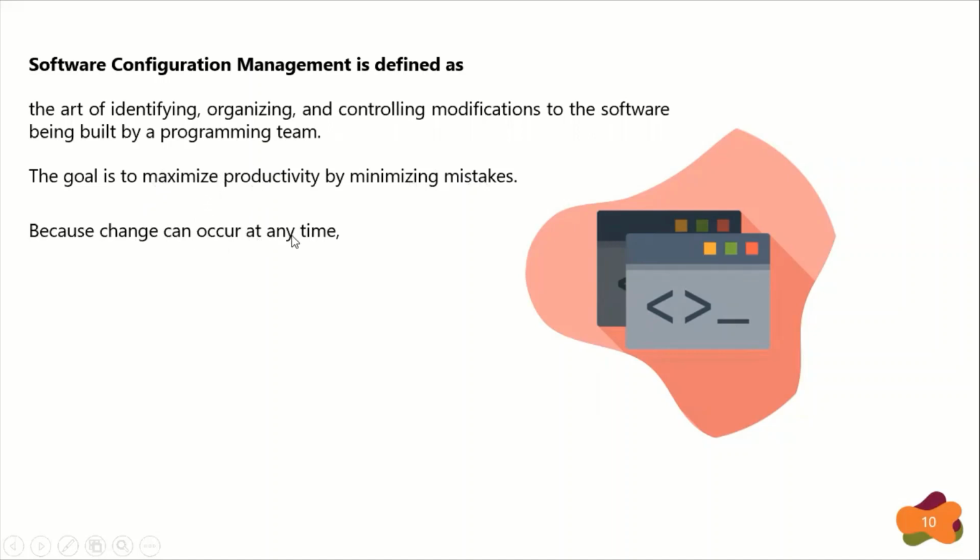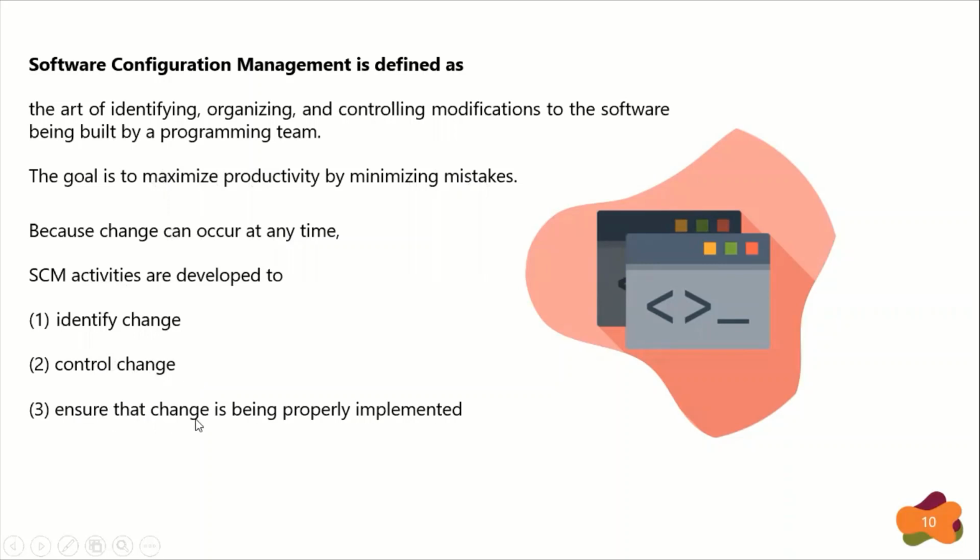Because change can occur anytime, in the beginning, during, or at the end of the software development process. But what if change happens? Then SCM activities are developed to identify such changes, control those changes, and ensure that the change is properly implemented. And finally, report changes to those who are interested, such as stakeholders, senior managers, and the other software teams.